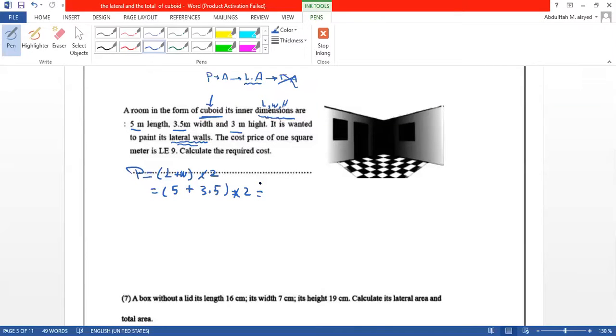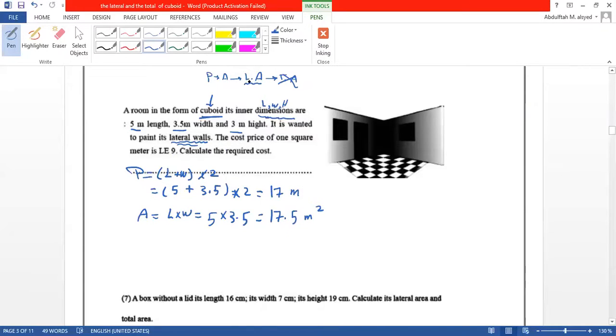8.5 times 2 equals 17 meters. Okay, now you have to find the area, or the area of the base. So the area equals length times width, where length is 5 and width is 3.5. 5 times 3.5 equals 17.5 meter squared.